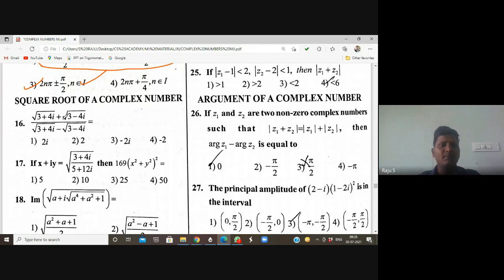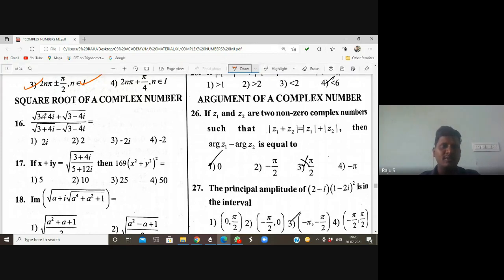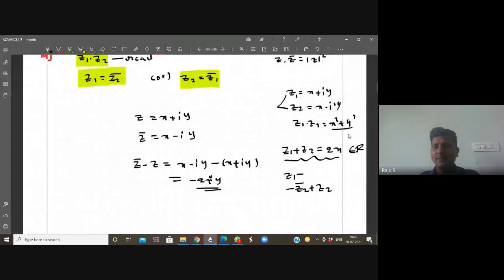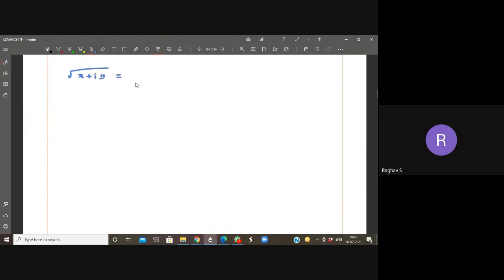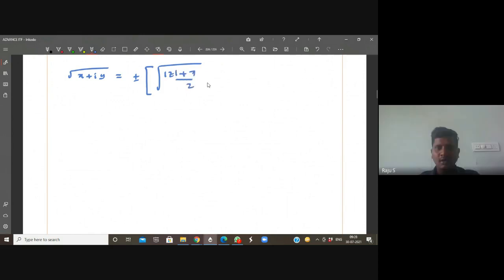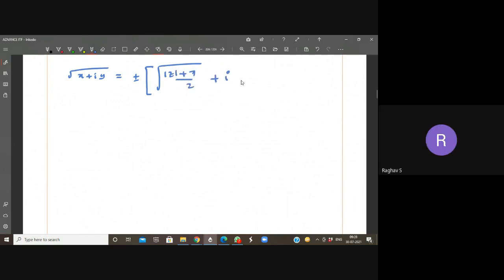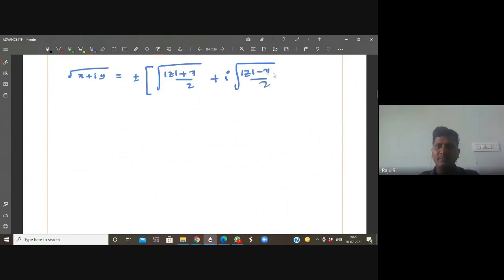Okay, so how can you simplify this? It is in the form of root over x plus iota y and root over x minus iota y. Use the square root of complex number formula. Can anyone tell the formula for square root of x plus iota y? Plus or minus root over modulus of z plus x by 2, plus iota times root over modulus of z minus x by 2. Same, but here plus x, here minus x, same value.